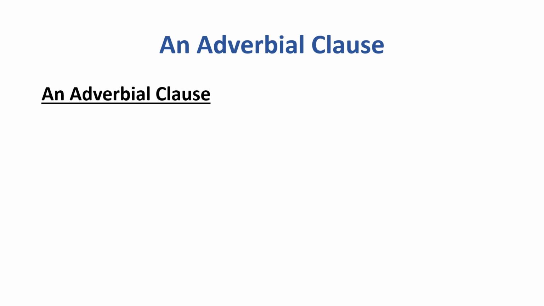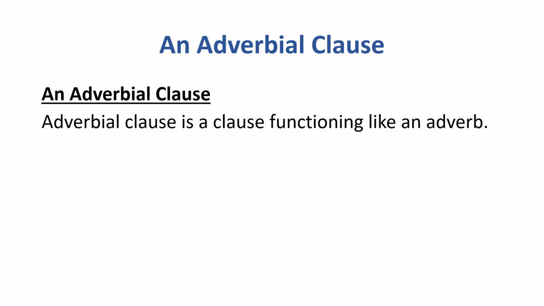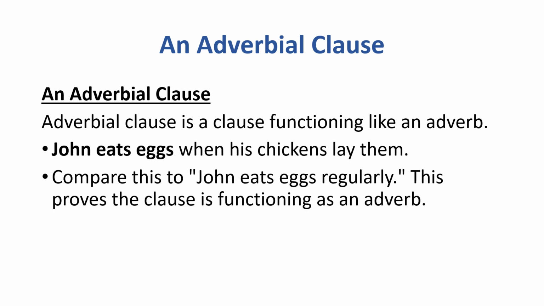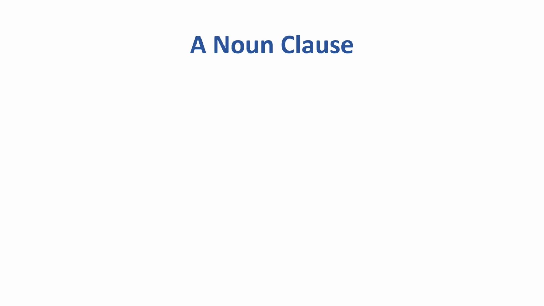Now we have the adverbial clause. An adverbial clause is a clause functioning like an adverb. For example, John eats eggs when his chickens lay them. Now over here, in order to understand this, you can compare it with John eats eggs regularly. Regularly is an adverb, so you can understand how when his chickens lay them is acting as an adverb.